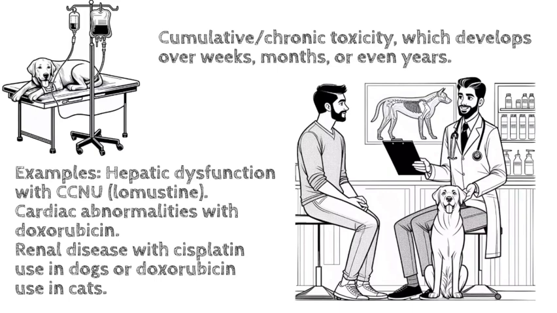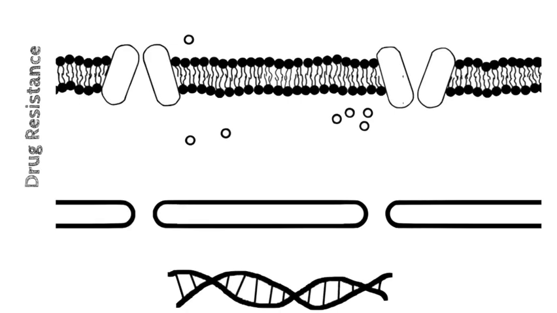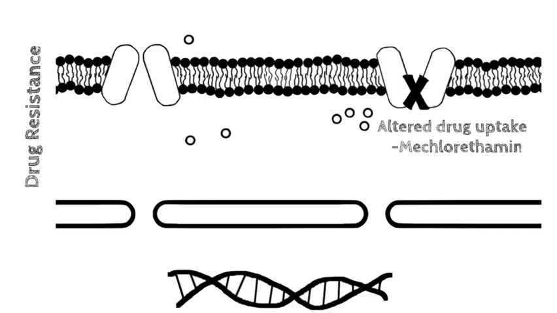Beyond managing the patient's response, chemotherapy effectiveness can be limited by drug resistance. This is a significant challenge in cancer treatment. There are several mechanisms by which tumor cells can become resistant to chemotherapy. One key mechanism involves alterations in drug uptake. Some drugs rely on specific transporters to enter cells, and changes in these transporters can lead to resistance. For example, decreased uptake of mechlorethamine has been identified as a resistance mechanism. Similarly, melphalan is actively transported into tumor cells by amino acid transporters, and its uptake can be blocked, affecting sensitivity.